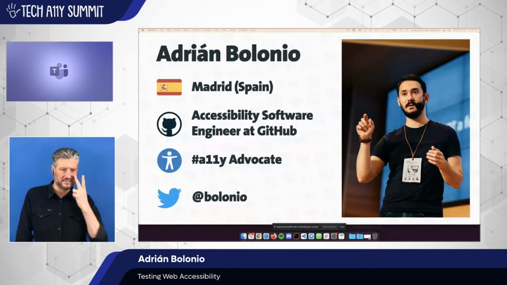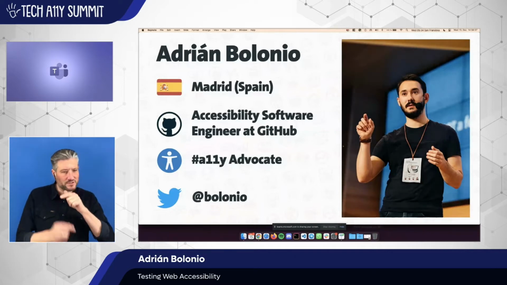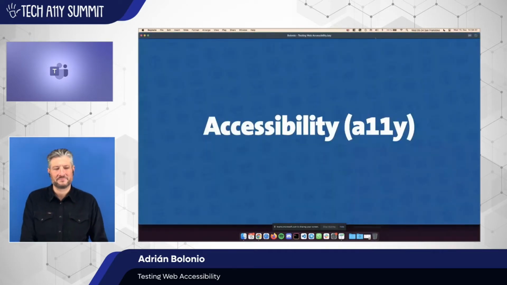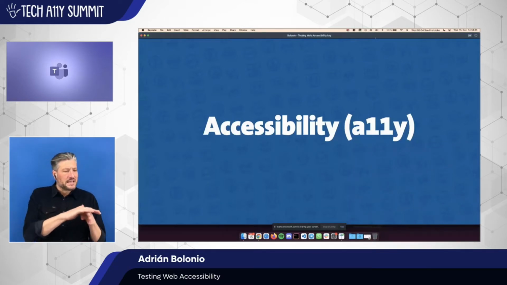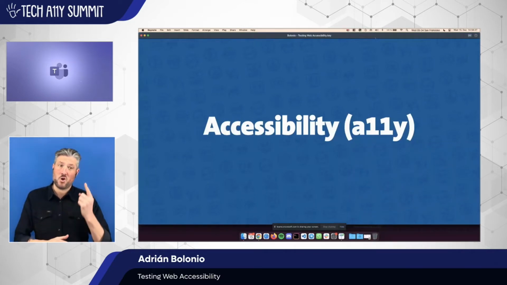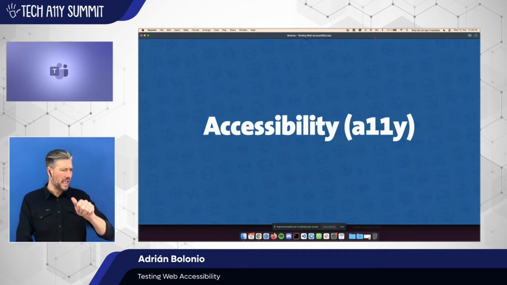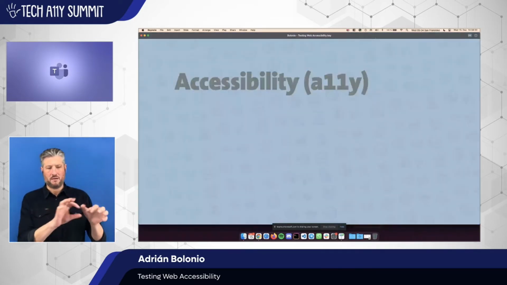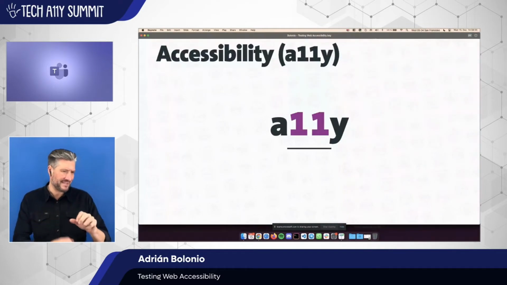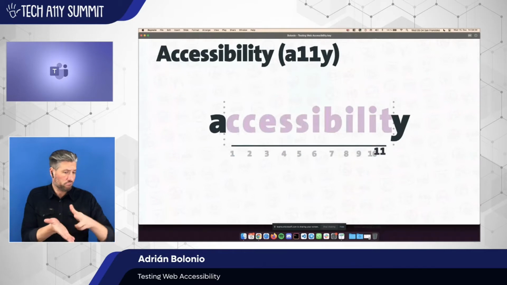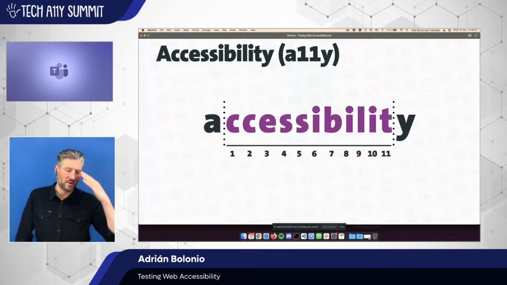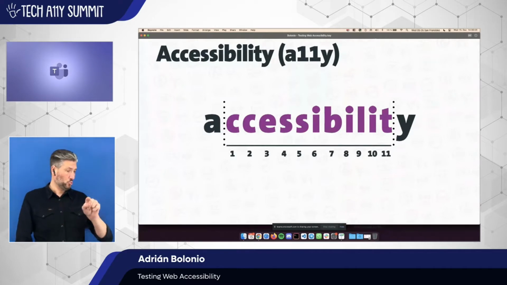So let's talk about accessibility. And the first thing that comes to mind is this: what is this A11Y that we always see when we talk about accessibility? This is the international acronym of accessibility. And this is because there are 11 letters between the A and the Y in the word accessibility. So now everyone knows what that is.